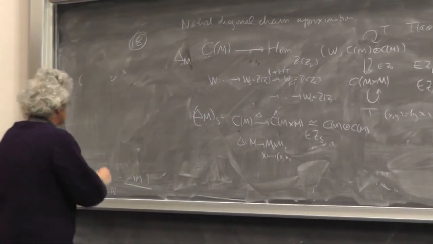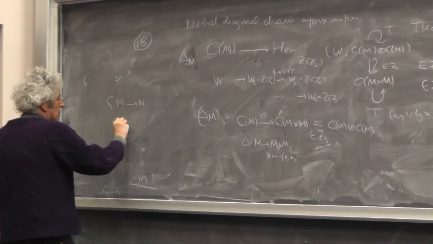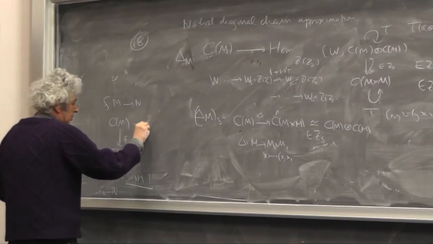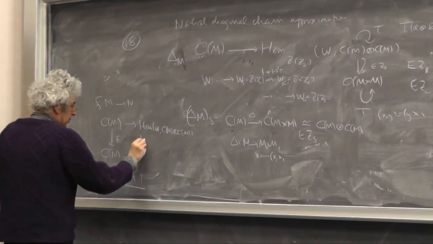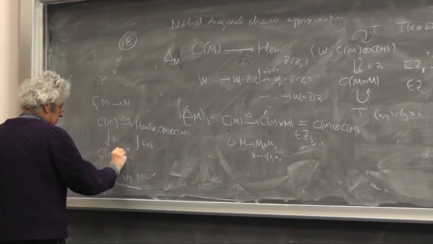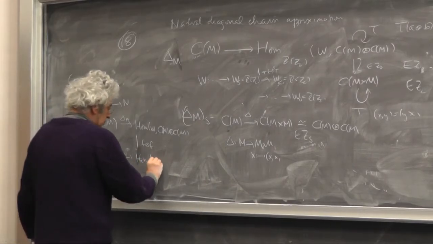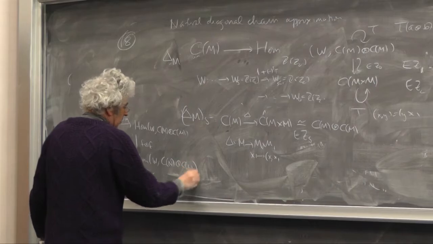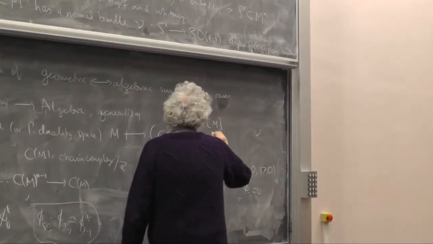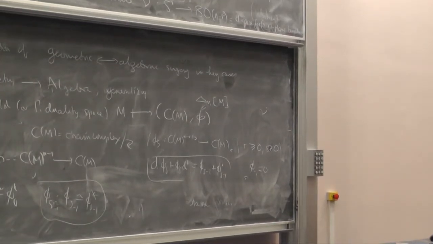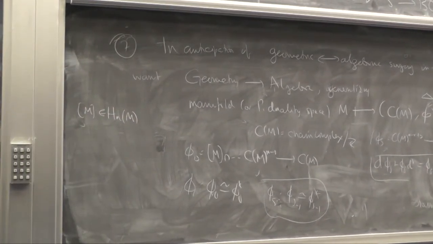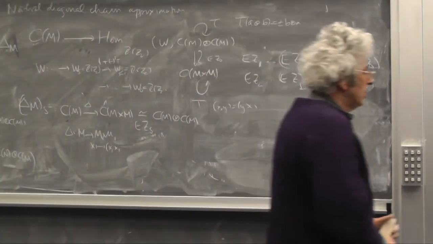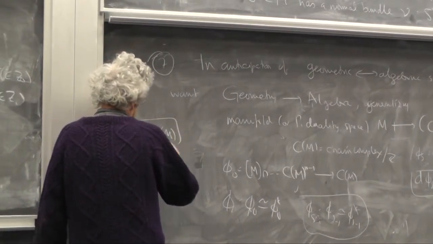And if you have a map of spaces, for example, f from M to N, it has all the nice features. This diagram commutes. And this phi here is nothing but this extended diagonal map, evaluated on the fundamental class. So it's a very general construction. I'm not using at all the fact it's a manifold. I'm only using the fact it's a space with a homology class.